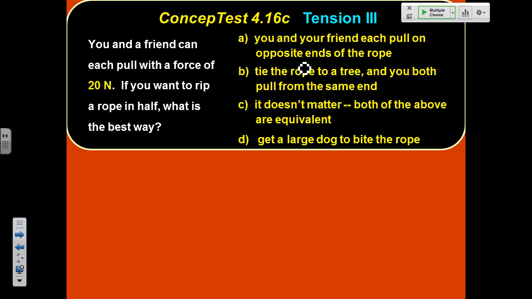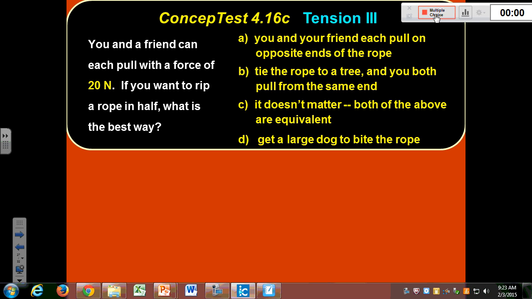You and a friend can each pull with a force of 20 newtons. If you want to rip a rope in half, then what's the best way? A, you pull on opposite ends of the rope. B, you tie the rope to a tree and pull from the same end. C, A and B are equivalent. Both of those are the same. Or D, you get a big dog to bite the rope.